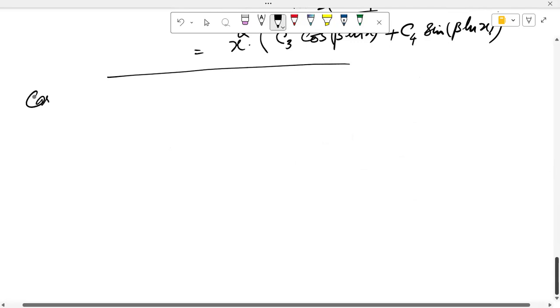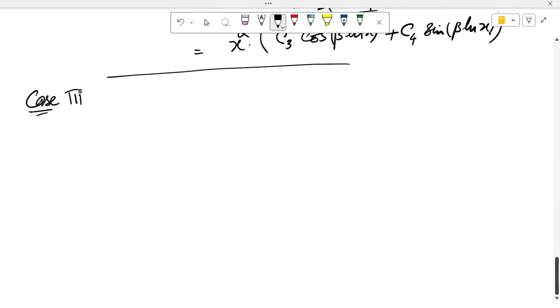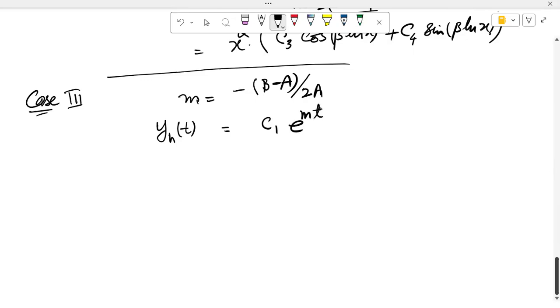The third case is where we have the discriminant equal to 0 and m turns out to be just a single value, like in our case it is b minus a over 2a. So in this case, if we consider the y homogeneous part as a function of t, we can write c1 e raised to the power mt. And since we have only one solution, we can write c2 times t e raised to the power mt.